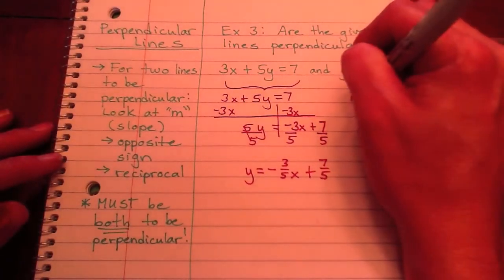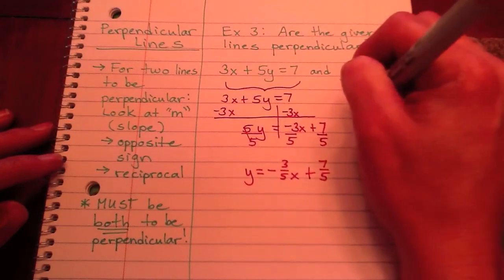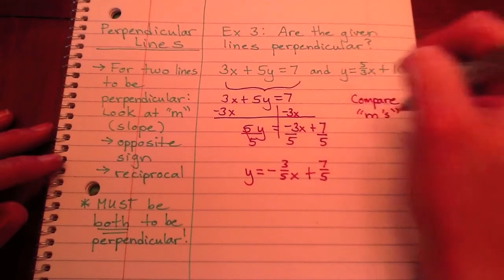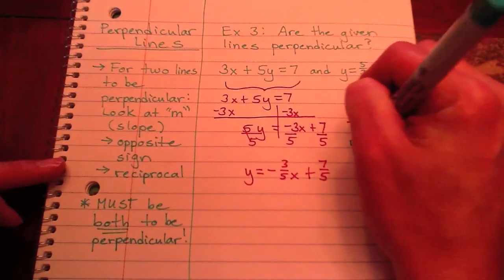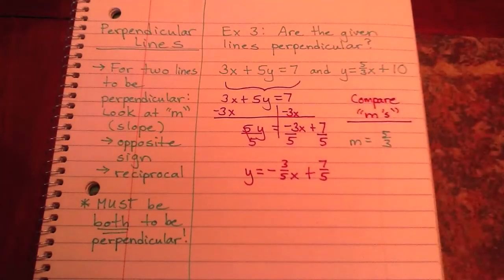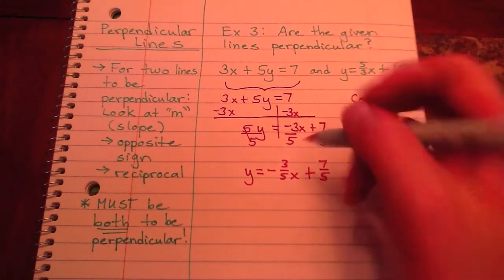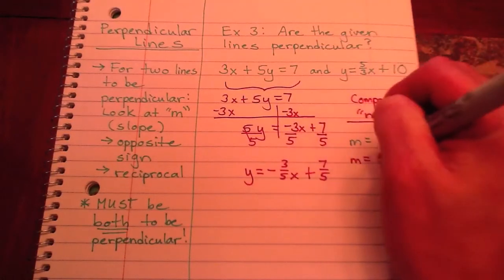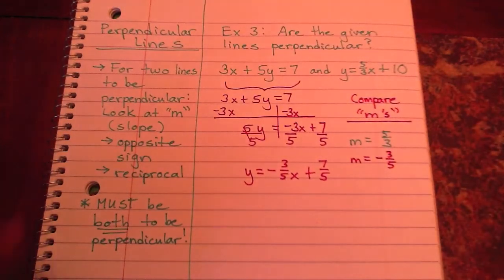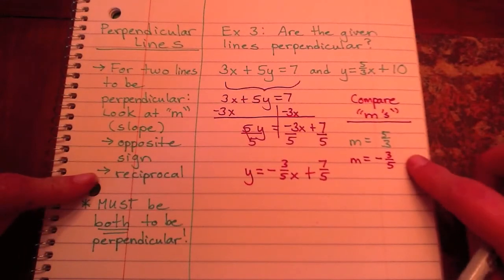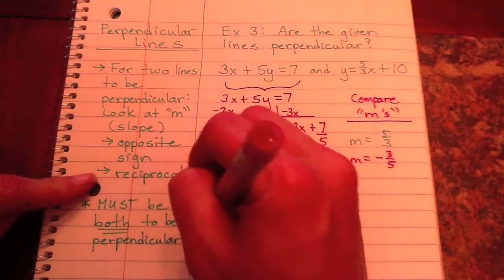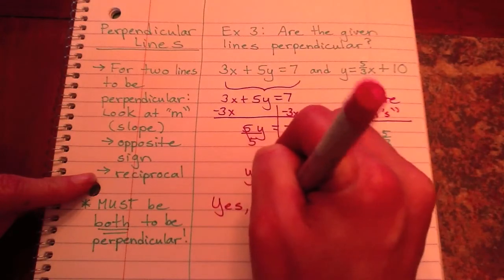Now you're going to compare m's. In blue, or in this turquoise color, we had m equals 5/3. And in our red equation here, we had m equals negative 3/5. And you're asking yourself, do they have the opposite sign? Are they reciprocals? Yes, they are perpendicular.